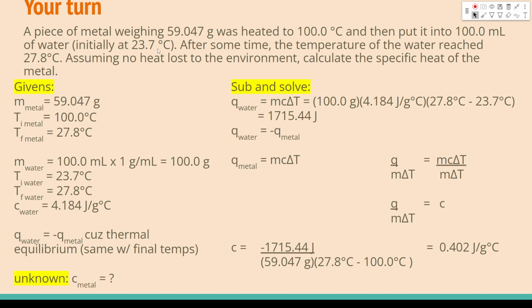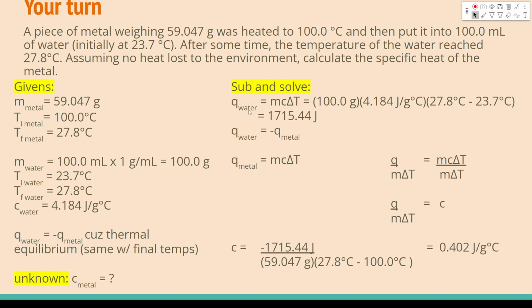It was initially at 23.7, and so there we go. Then I have my specific heat. Now remember, thermal equilibrium, the heats are going to equal the same thing. We use the negative sign to correspond to the direction it's going, just for easy math purposes. And so here's our sub and solve.